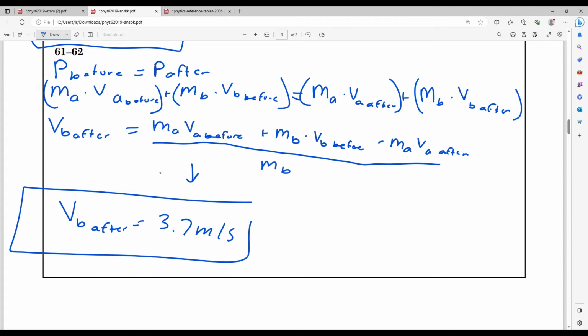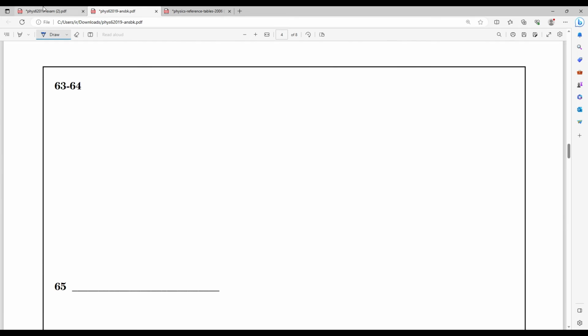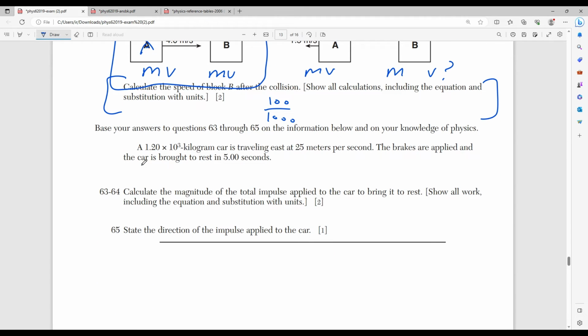That's all, right? So moving on to number 36 to 64. It says this car, weighing 1.2 times 10 to the power of 3 kilograms, is traveling east at 25 meters per second. After the brakes are applied, the car is brought to rest in 5 seconds. It's saying calculate the magnitude of the total impulse applied to the car to bring it to rest. So we're going to have to find that value.